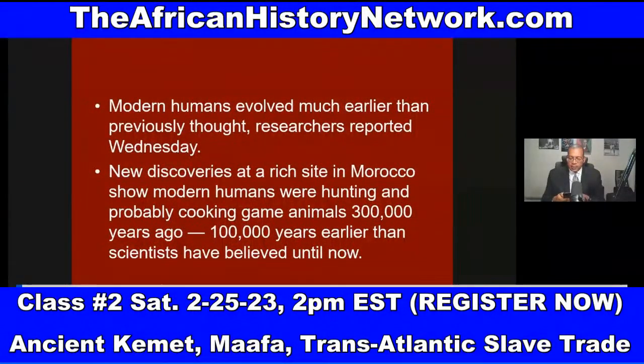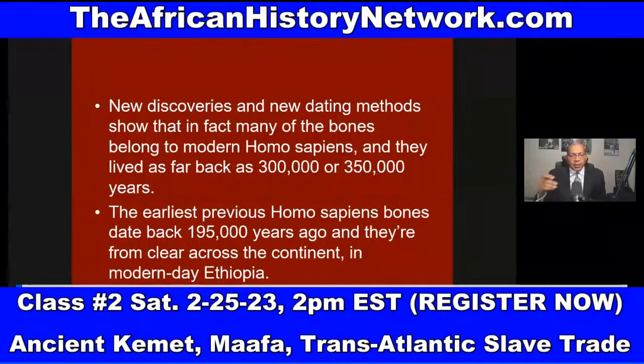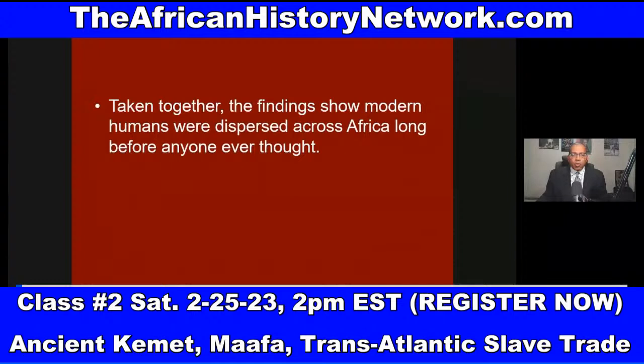So this is over 100,000 years earlier than the discovery in Ethiopia that dates back about 195,000 years ago. New discoveries and new dating methods show that, in fact, many of the bones belong to modern Homo sapiens, and they lived as far back as 300,000 or 350,000 years ago. The earliest previous Homo sapiens bones date back 195,000 years ago, and they're from clear across the continent in modern-day Ethiopia. Taken together, the findings show modern humans were dispersed across Africa long before anyone ever thought.